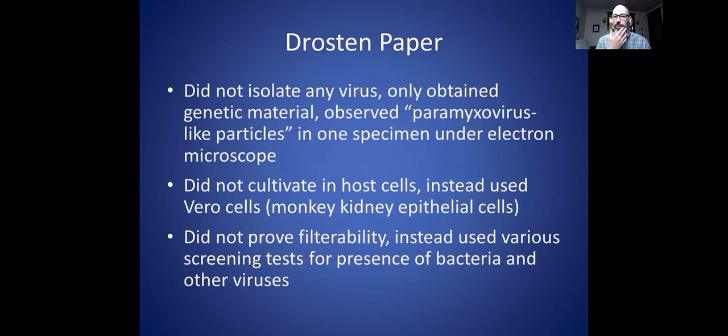So let's look at the Drosten paper. And once again, they did not isolate any virus. They did find, interestingly, particles that look like another virus called paramyxovirus in one specimen, but not in the other specimens. Once again, they did not cultivate any particles in host cells. Instead, they used vero cells again. And once again, they did not prove filterability. So the first 2 papers have not proved any of the criteria yet.